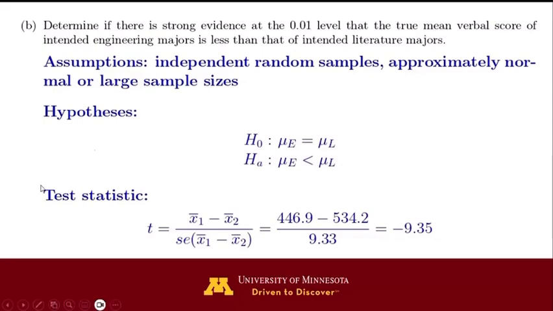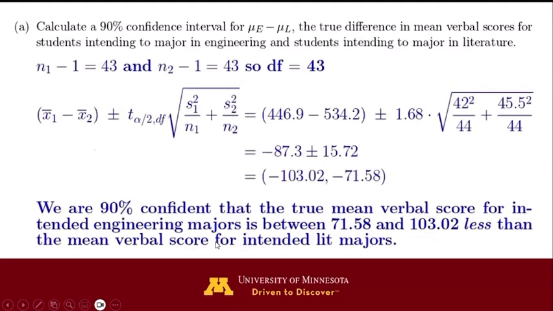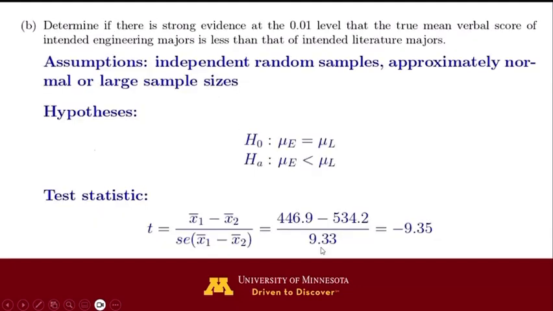Okay, the next is the test statistic. Don't forget, the test statistic is where you have the difference of the sample means over the standard error of the difference, which is the square root of that. Since it's the same question, we've already computed that. That's 9.33. At the end of the day, your test statistic value is negative 9.35.